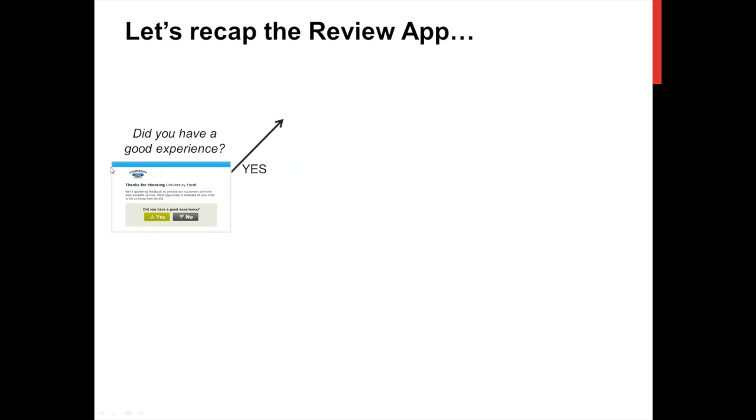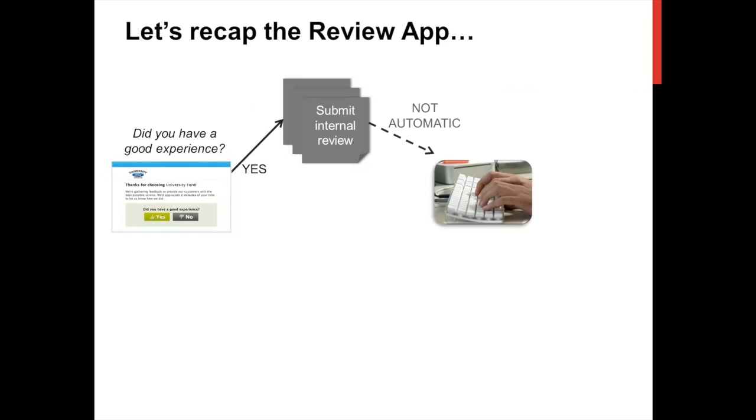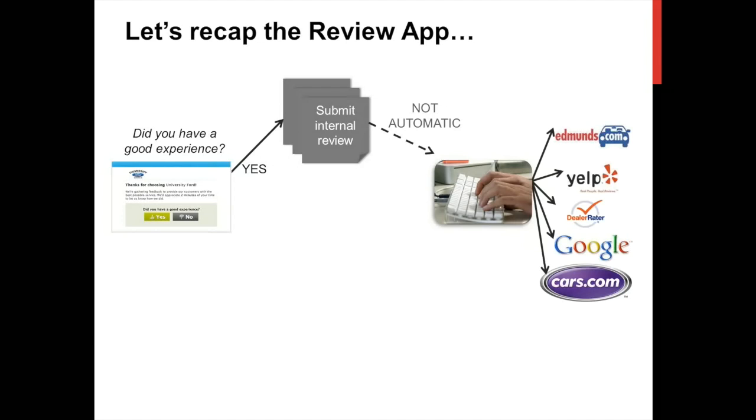Okay guys, now let's do a quick recap of the review app process. So if a customer had a good experience, they'll click the yes button and submit an internal review, which is step 1 of the review process. And that review is not automatically shared on an external site, so the customer will have to choose whether or not they want to share it to G+, Yelp, Cars.com, Edmunds, etc.